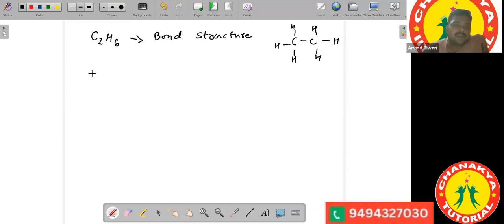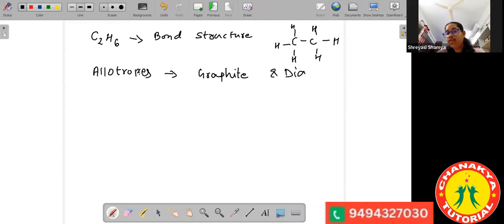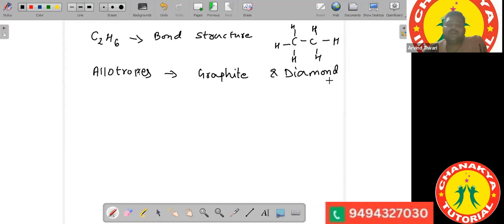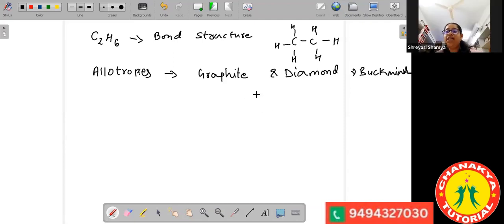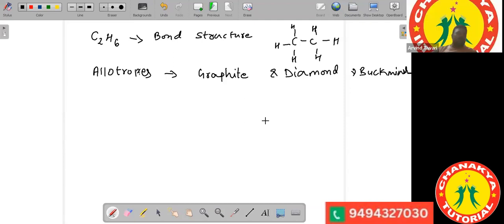Now we see the 2 allotropes and then we will move to the nomenclature. The two allotropes of carbon are graphite and diamond. Buckminsterfullerene is artificially prepared. These two are natural. You also have Buckminsterfullerenes, but they are artificial ones. Sir, that was also mentioned in textbooks. Yeah, that is also an allotrope of carbon only.